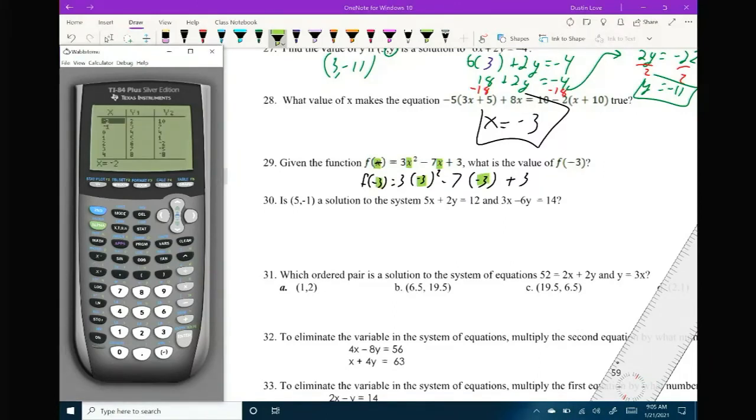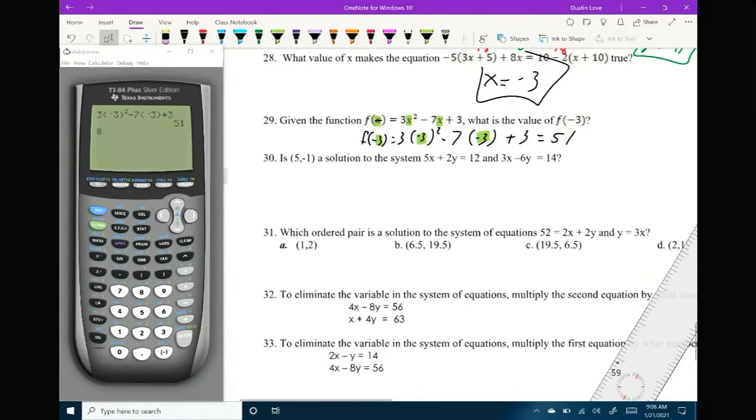And then the beauty of that is we can go to the calculator and type it in just like it is. 3 times -3 squared minus 7 times -3 plus 3. So that equals 51.